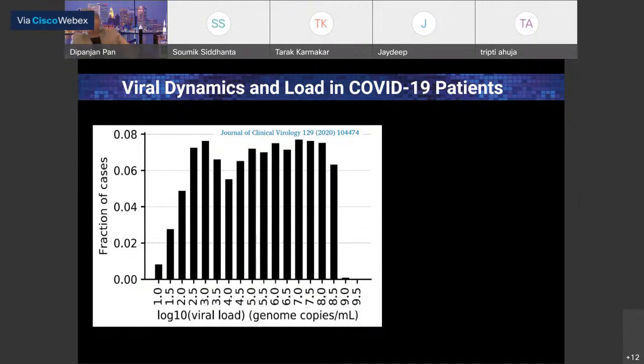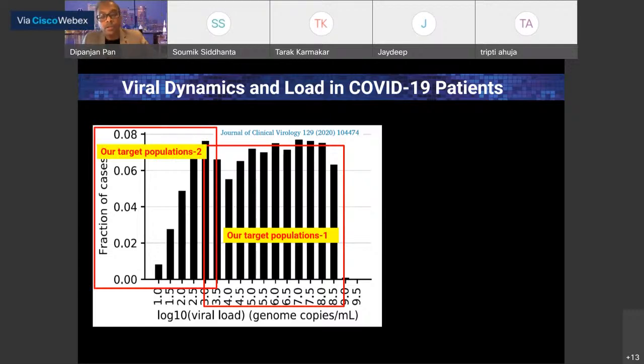So if we think about the viral dynamics and load in COVID-19 patients, this is a study that was not done by my lab, but by another group and published in the Journal of Clinical Virology last year. It shows the fraction of cases on the y-axis, and on the x-axis, the log10 viral load, that is genome copies per mL. This is the target population we were looking at, where the genome copies range from about 3.5 to 8.5, and that is somewhere in the high viral load range.